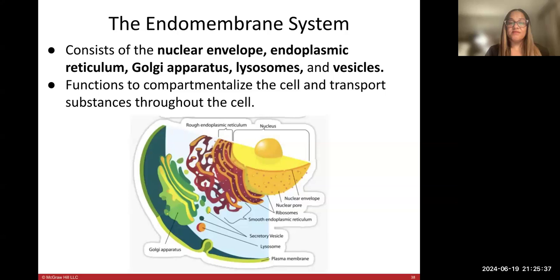So the whole system consists of the nuclear envelope, endoplasmic reticulum, Golgi apparatus, lysosomes, and vesicles. These are all different organelles found inside of every single one of a eukaryotic cell. We are made of billions of eukaryotic cells, and every single one has all of these parts. This functions to compartmentalize the cell and transport substances throughout.